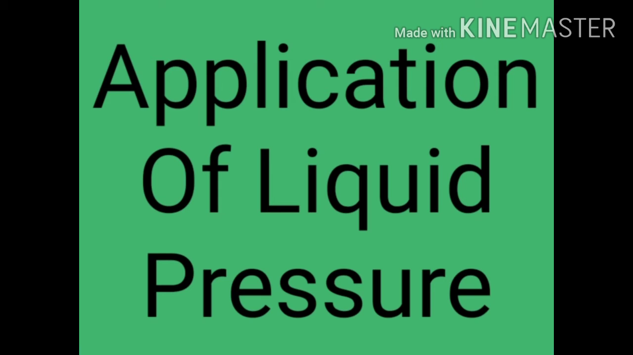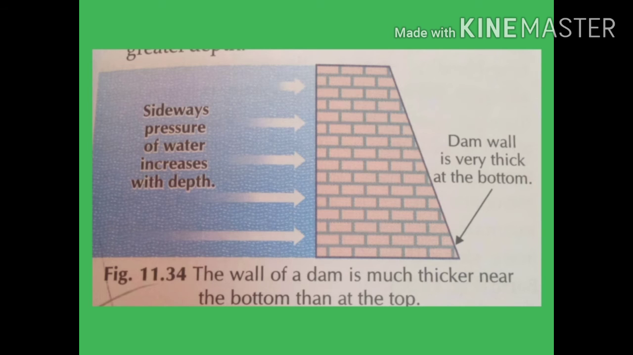Now we will read about the application of liquid pressure. Here in the slide you can see the photograph of a dam. The wall of a dam is made thicker at the bottom, as you can see in the slide, because water pressure increases with depth, which I have told you just now. A thicker wall can withstand the great pressure exerted by the water at greater depth.